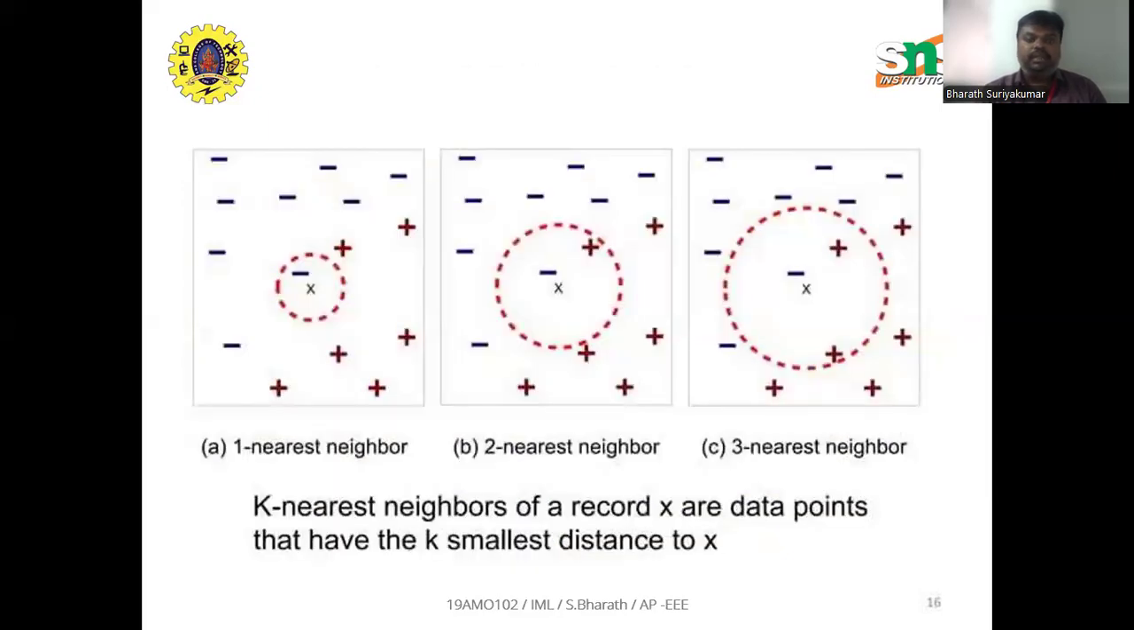1 nearest neighbor, 2 nearest neighbors, or 3 nearest neighbors are shown in the figure, with minus, cross, and plus points. From the cross, we have the 3 nearest neighbors, 2 nearest neighbors, and 1 nearest neighbor. The K nearest neighbors of a record x are the data points that have the k smallest distances to x.